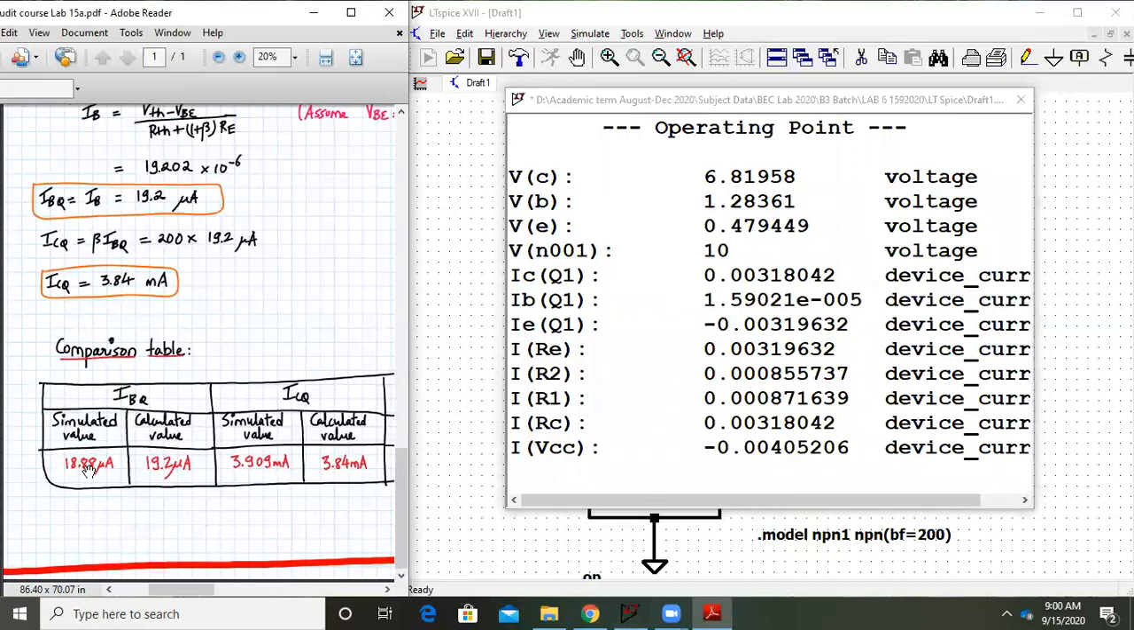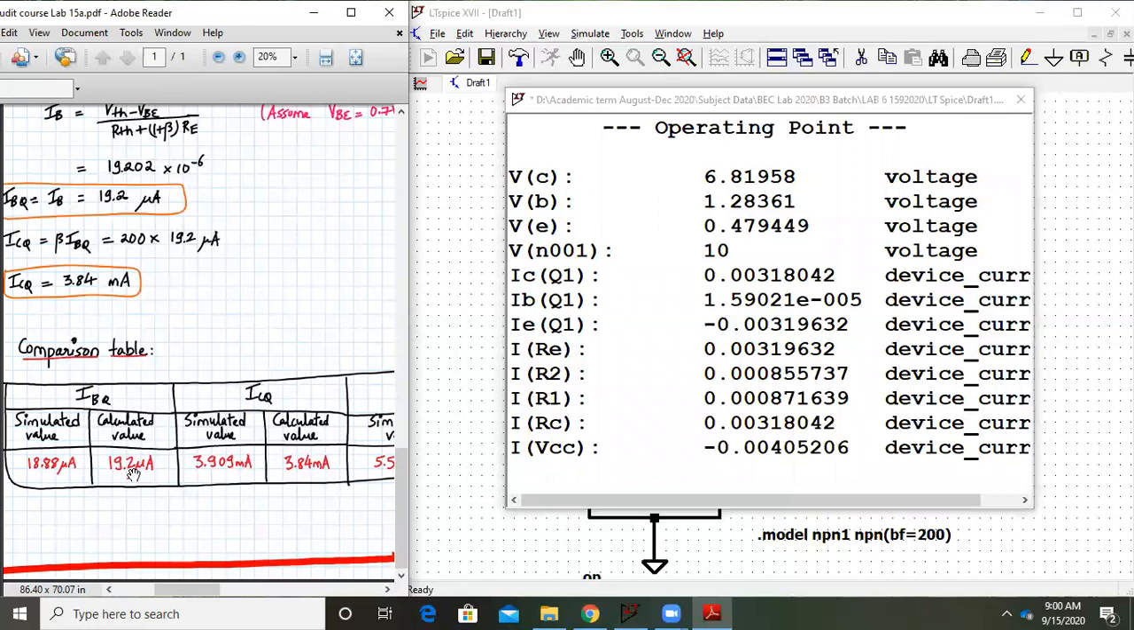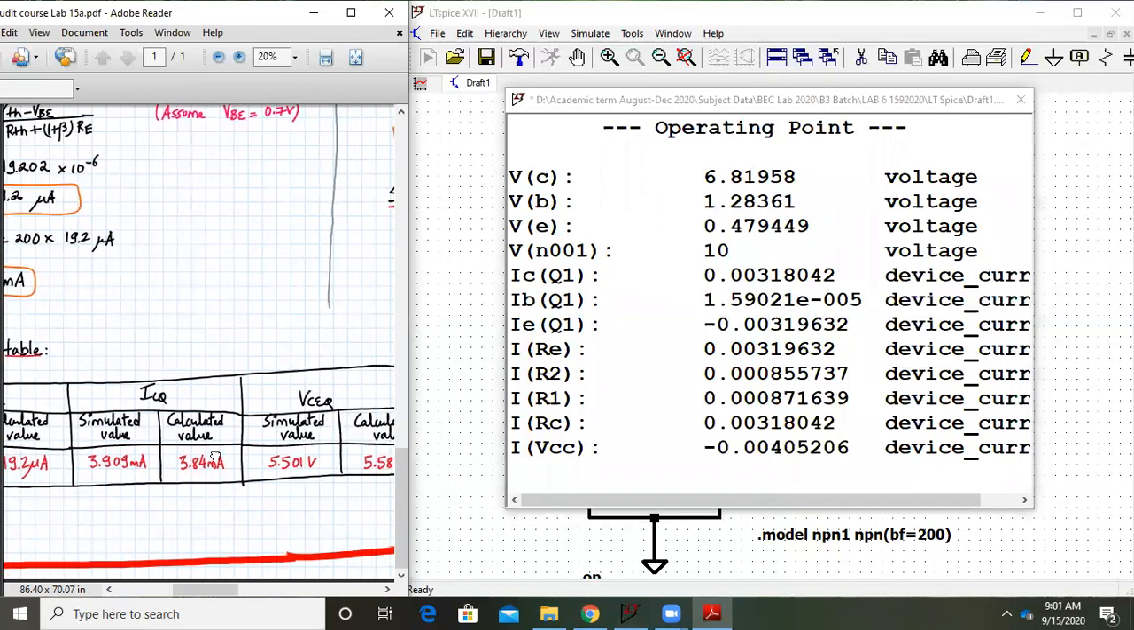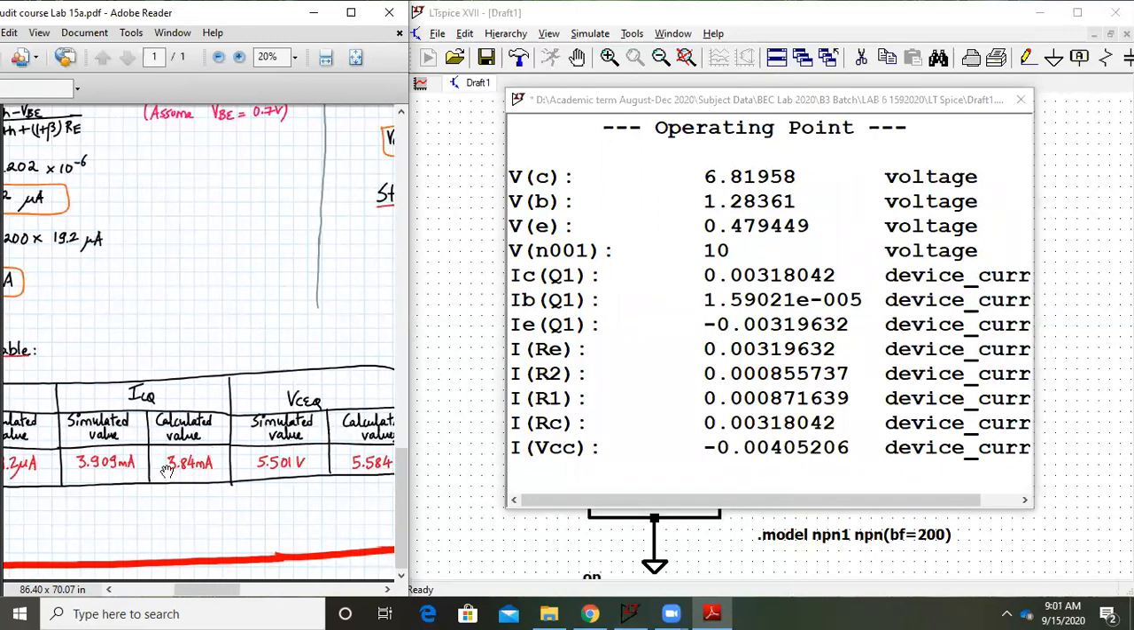My IBQ value should be around 19.2 microamperes, and here I am getting around 15.9 microamperes. So it's quite a deviation, correct? So my expected value is 19.2, and I'm getting around 15.9. That's actually a big deviation. ICQ should be 3.84. I'm getting 3.18 milliamperes. That's also quite a lot of deviation.